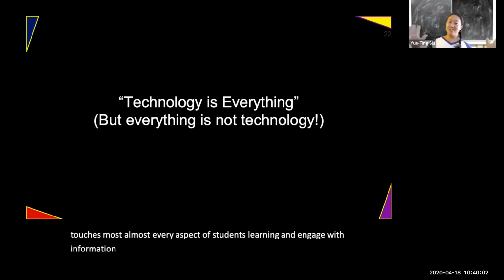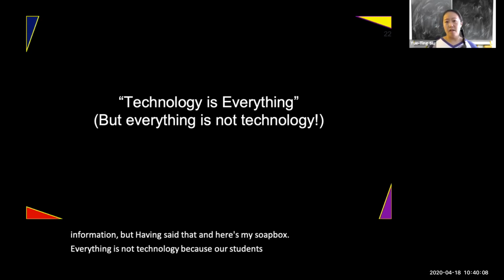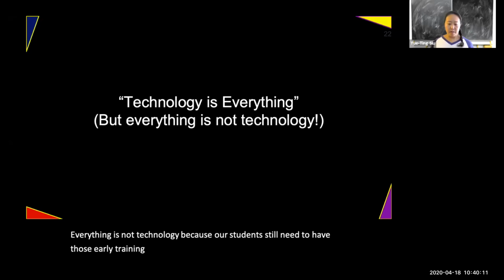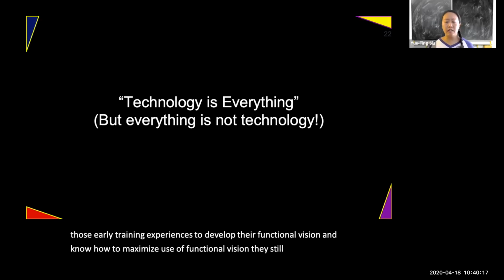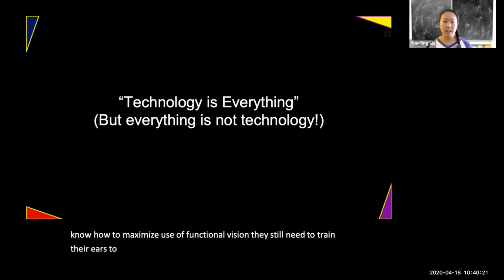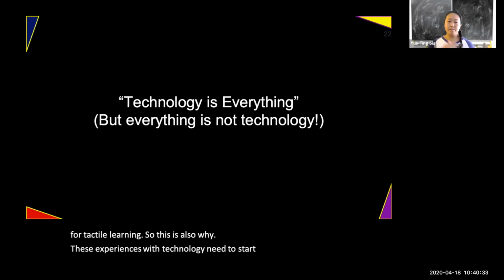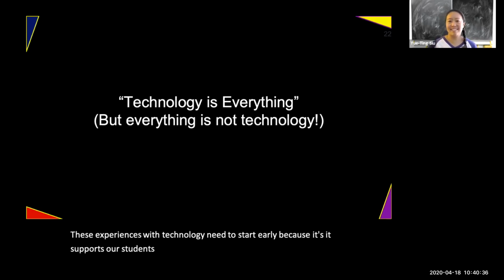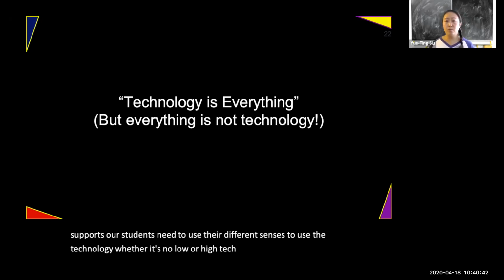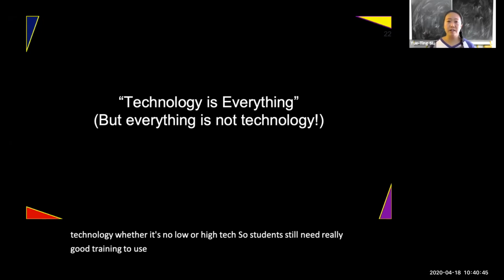But having said that, and here's my soapbox, everything is not technology because our students still need to have those early training experiences to develop their functional vision and know how to maximize use of functional vision. They still need to train their ears to listen for learning. And they also need to train their fingers for tactile learning. So this is also why these experiences with technology need to start early because it supports how our students need to use their different senses to use the technology, whether it's no, low, or high tech. So students still need really good training to use whatever sensory learning channels that are relevant for the student.